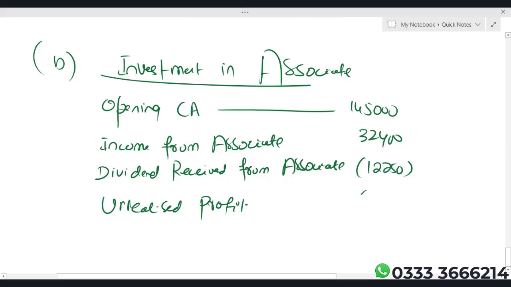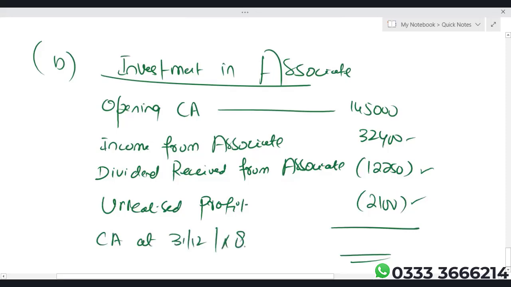Also deduct unrealized profit. Parent is the seller, unrealized profit is 2,100. These values we have already worked out. 32,400 is the share in associate PAT. So I'm getting a carrying amount at 31st December X8 of 1,63,050. If you have received any dividend from associate, you have to deduct that while calculating the carrying amount of investment in associate. Unrealized profit will be deducted. So your final answer is 1,63,050.